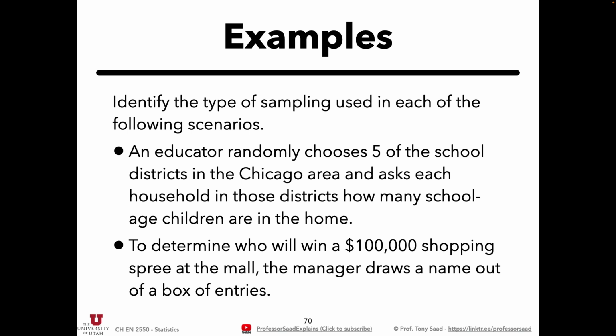In cluster sampling, you randomly pick a few clusters, but survey everyone in the cluster. So here, the educator only picked 5 of the school districts. There might be 50 school districts, but they only picked 5, but surveyed everyone in those 5. So that would be a cluster sample, right?